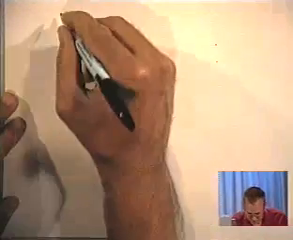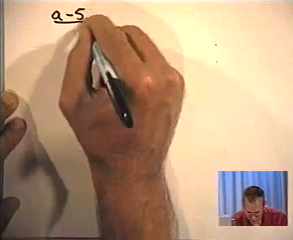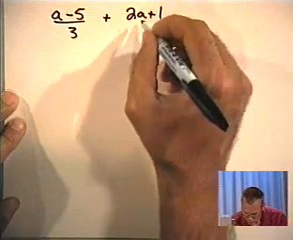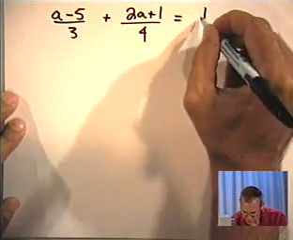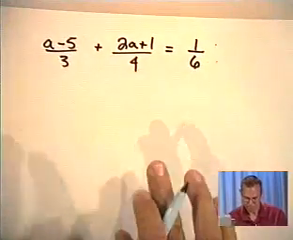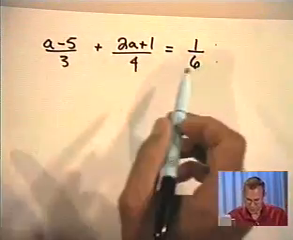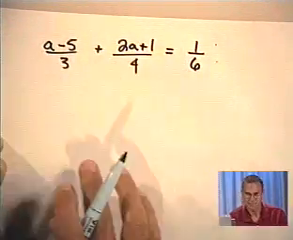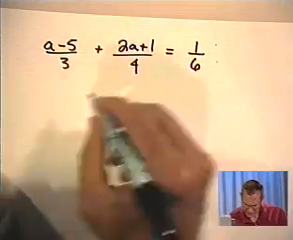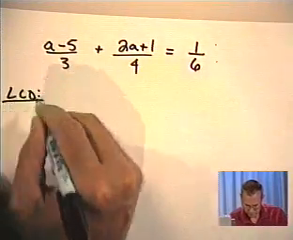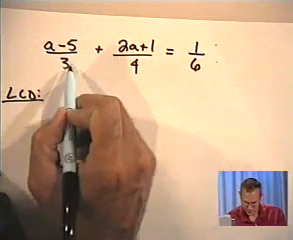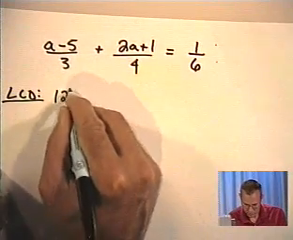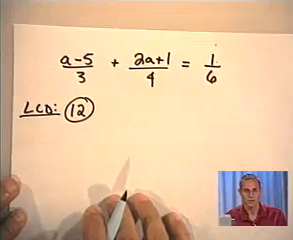Let's try another. Let's use the variable a. A minus 5 over 3 plus 2a plus 1 over 4 is equal to 1 over 6. Now remember, again, I know this is a linear equation because my variable a is to the power of 1 in both cases. So I know it's linear. Let's find the LCD. Well, what's the smallest number that a 3, a 4, and a 6 will go into? With a little bit of thought, we can see that our LCD is a 12.